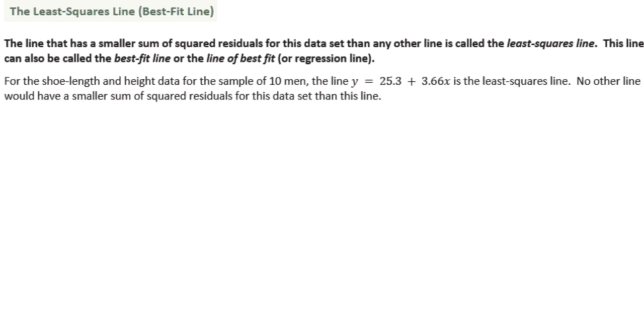So again, the line that has a smaller sum of the squared residuals for our data set than any other line is called your least squares line, or your line of best fit. It's also referred to as a line of regression. So for our shoe length and height data for the sample of 10 men, the line y equals 25.3 plus 3.66x is the least squares line, the best fit line. No other line that we had would have a smaller sum of the squared residuals based on the data set than this one.